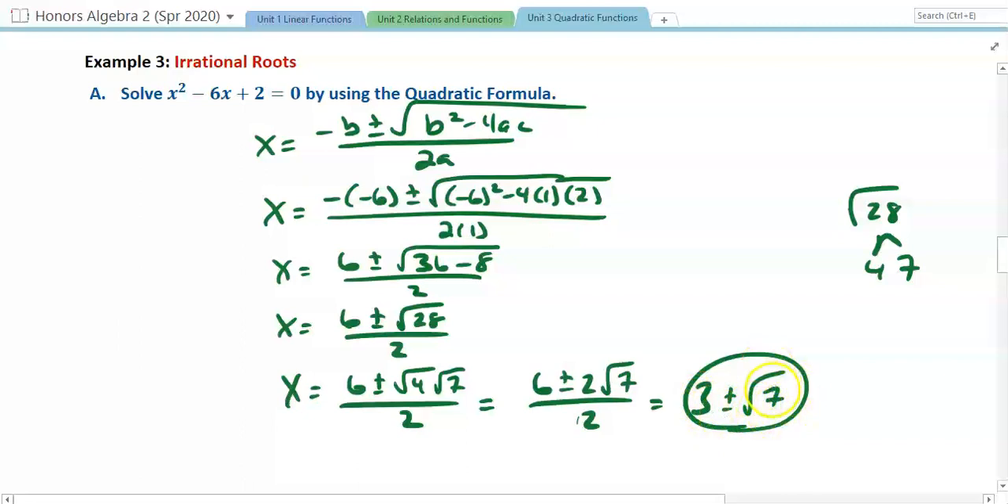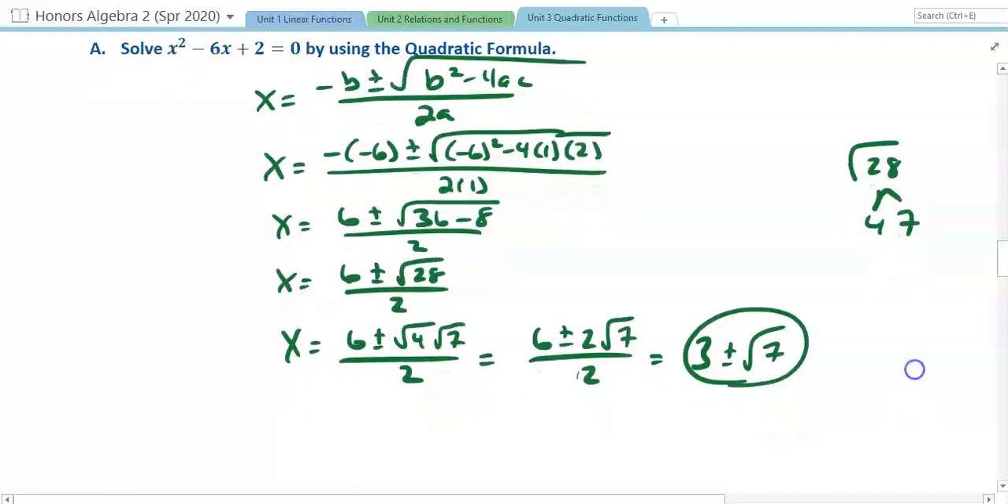Square root of 7 is about 2.6, and so we're going to end up with something that's about 5.6, and then subtracting, getting about 0.4. And so if we need the decimals, we can go into our calculator and find them to as many decimal places as we need. But if we don't need them, then this is the precise solution, and we need nothing else. Okay?